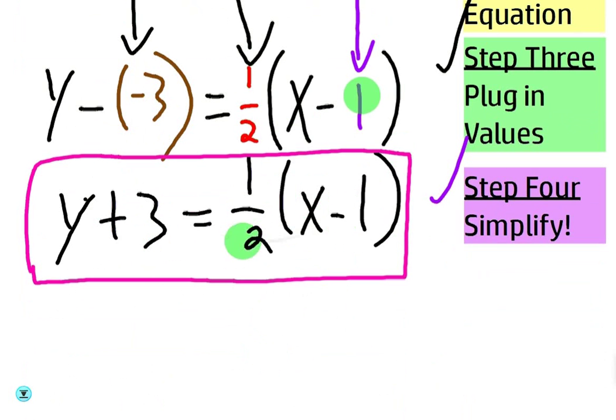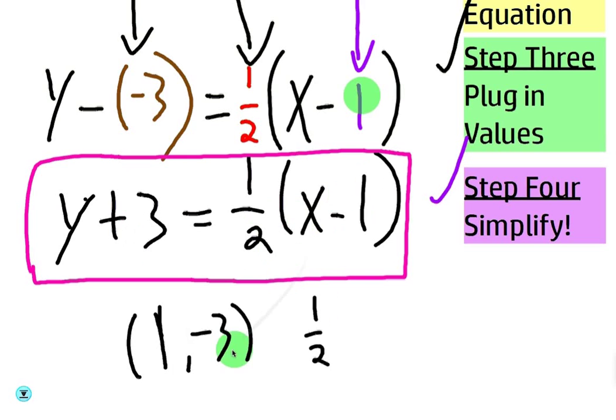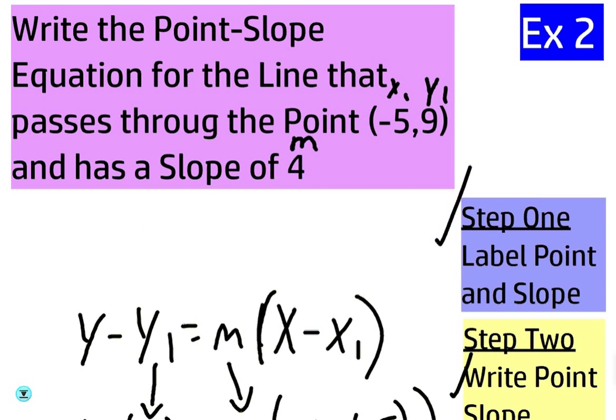You can quickly look at it and see what a point on the line would be. So again, it'd be the opposite of that 1 and the opposite of that negative 3. So your point would be 1, negative 3. Your slope would be 1/2. In fact, I'll write that out just to show you what that would look like. So the point's 1, negative 3, and the slope is 1/2. And that's what we were given, so it's easy to take the equation and go backwards. All right, so next equation, the next example.